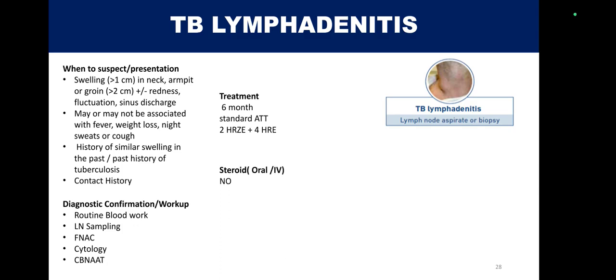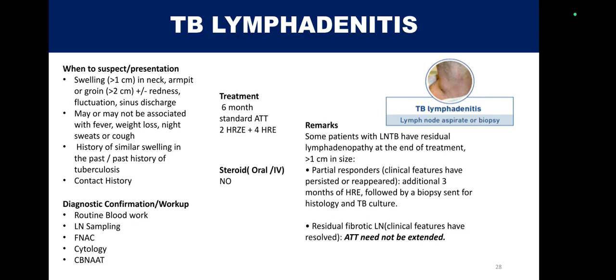The role of steroid: there is no role of steroid. Steroid is not indicated in tubercular lymphadenitis. And the important remark is, some patients on treatment for lymph node TB have some residual lymphadenopathy at the end of treatment. So when the treatment duration is near the end or completed, some patients will have a residual lymph node.